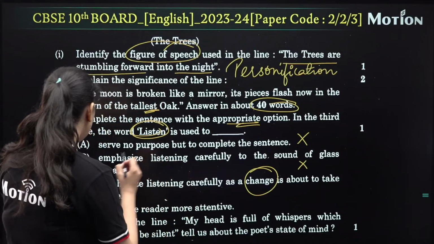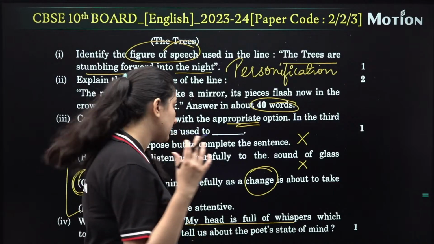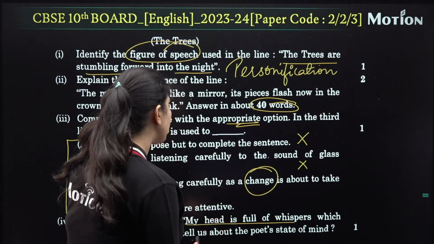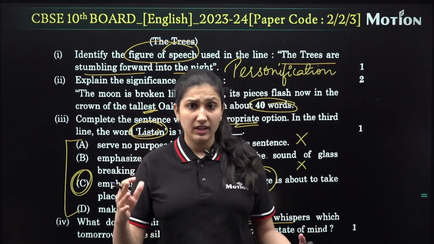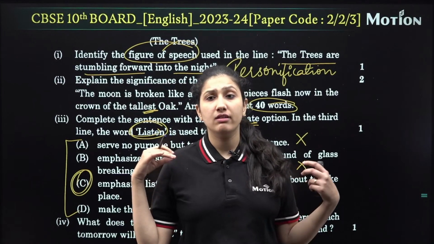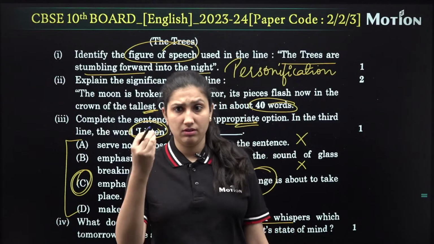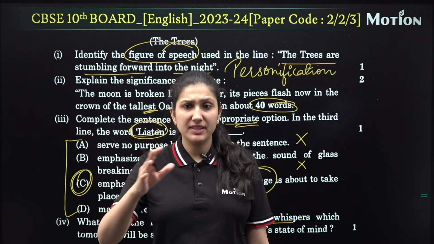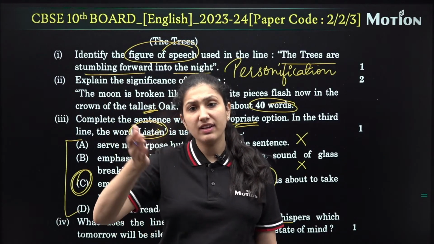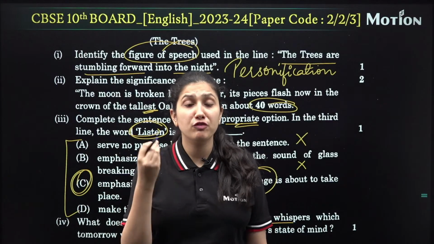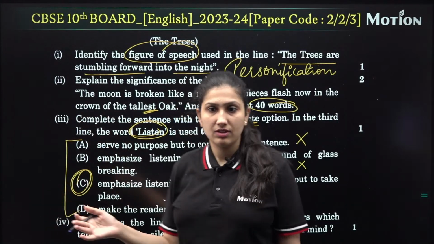Next, what does the line "My head is full of whispers which tomorrow will be silent" tell us about the poet's state of mind? Poet के state of mind के बारे में बता रहे हैं कि poet is in such a state where she might have faced, and like what happens ki when a woman comes out for doing something, so there are a lot of voices. Basically it is society, it is those people, it is patriarchy, so many things. So now if women will go and work out, and when they'll do something for the society, so these talks will vanish. All right.